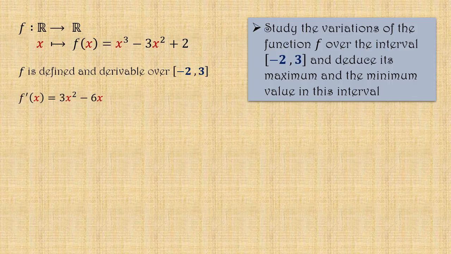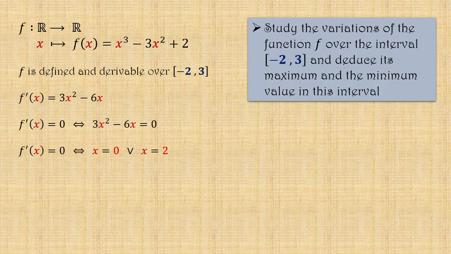So, as our derivative function f prime of x equals 3 times x squared minus 6 times x, then it equals 0 if, and only if, 3 times x squared minus 6 times x equals 0. So f prime of x equals 0, if, and only if, x equals 0, or 2. Which are the two roots of our second degree polynomial, 3 times x squared minus 6 times x.